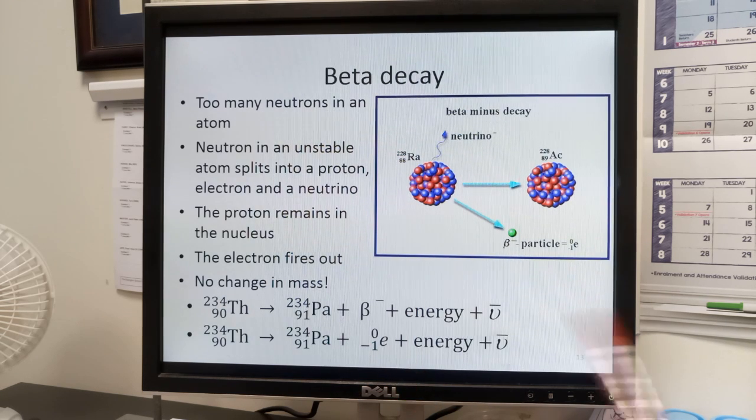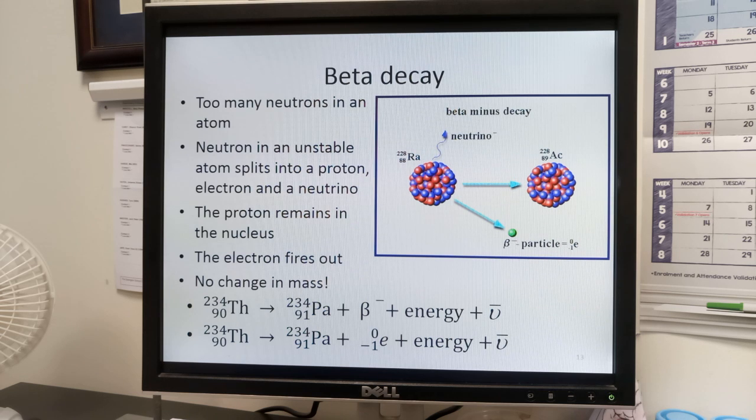Okay, beta decay. Beta decay, there are two types. There's beta positive and beta negative. We'll start with beta negative, which is an electron. Now when there's too many neutrons in an atom, i.e. you've got too much strong nuclear force, a neutron in an unstable atom will split, and it splits into a proton, an electron, and a neutrino.